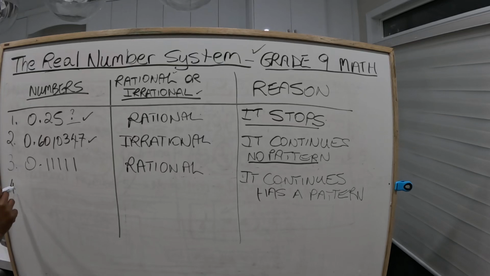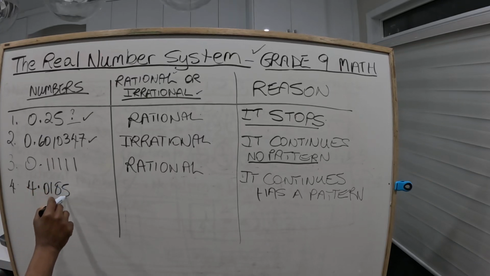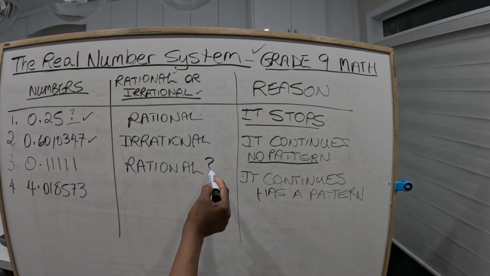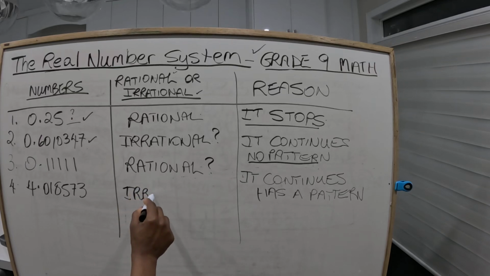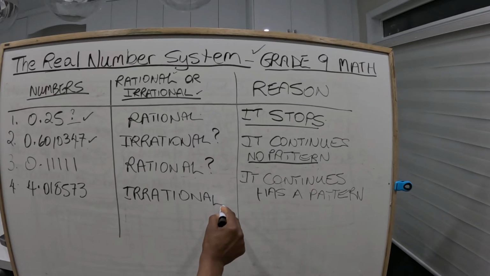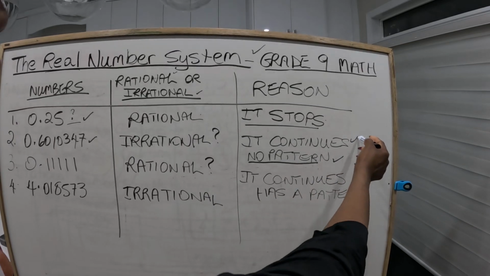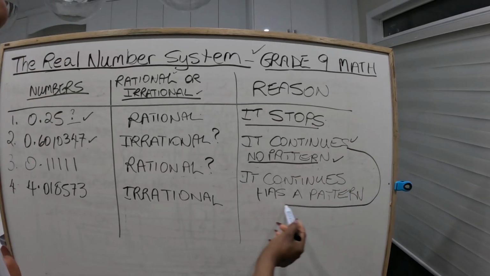Number 4, it's 0 1 8 5 7 3. What do you think? Is it rational or irrational? If you say irrational, you're right. And why? It's because it has no pattern and does not stop. It continues, right? So this one is the same.